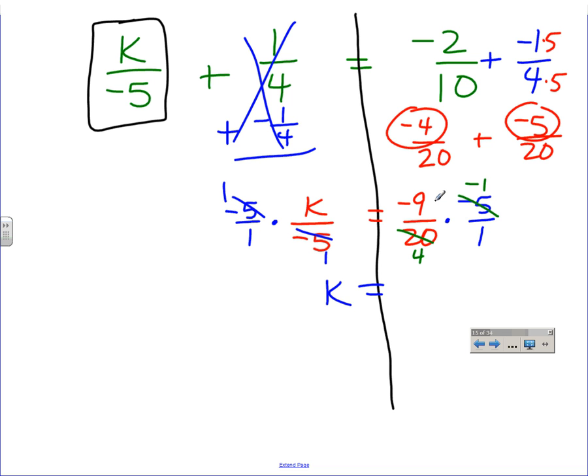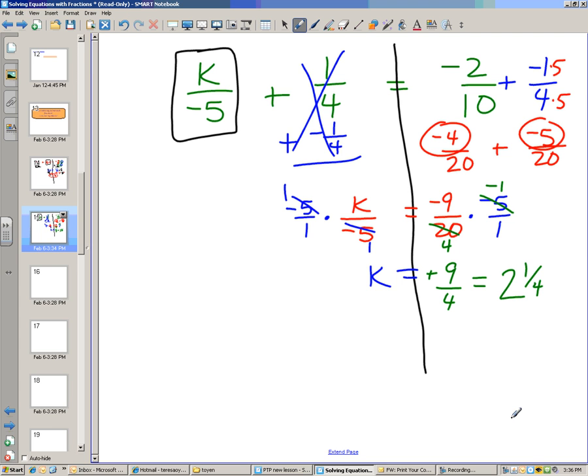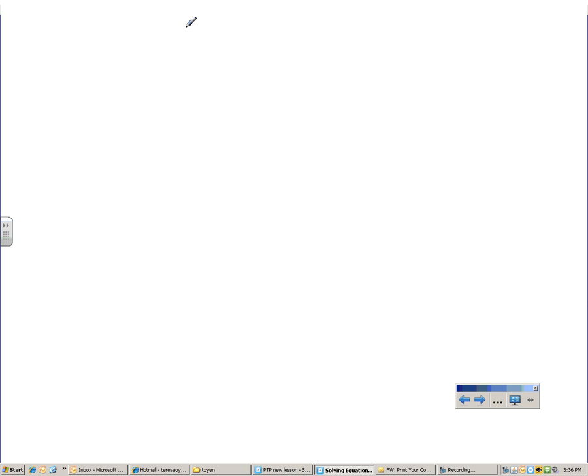Let's multiply straight across. So 9 times 1 is 9, 4 times 1 is 4, and negative times negative is a positive. So my answer is 9/4. I'll change that to a mixed number. 4 goes into 9 twice, which is 8, so there's 1 left over. So my answer is 2 1/4. Let's try one more problem. My last one, I have x plus 3 divided by 2 equals negative 1/5.